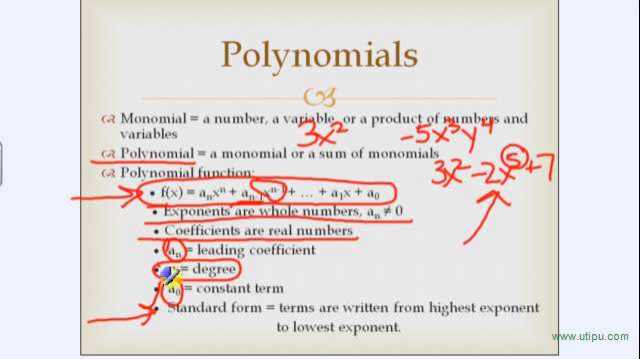A sub 0, represented up here at the end, is called the constant term because it doesn't have a variable with it. In my example up here, 7 would be the constant term. Not all polynomials will have a constant term.